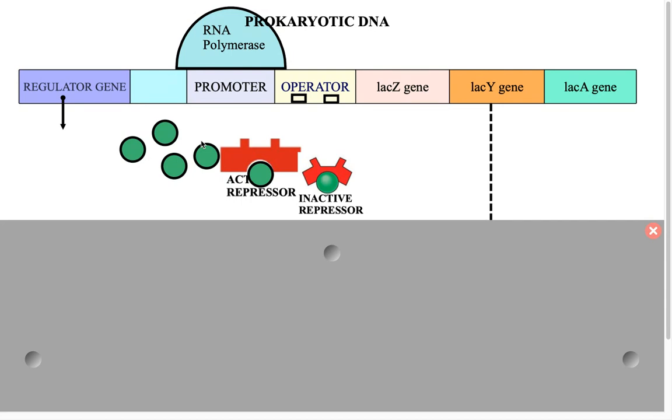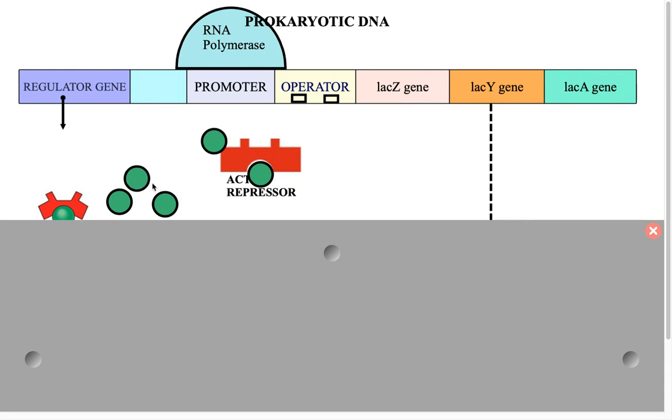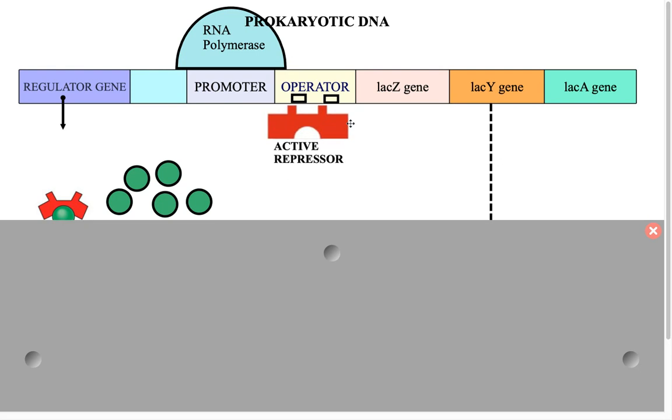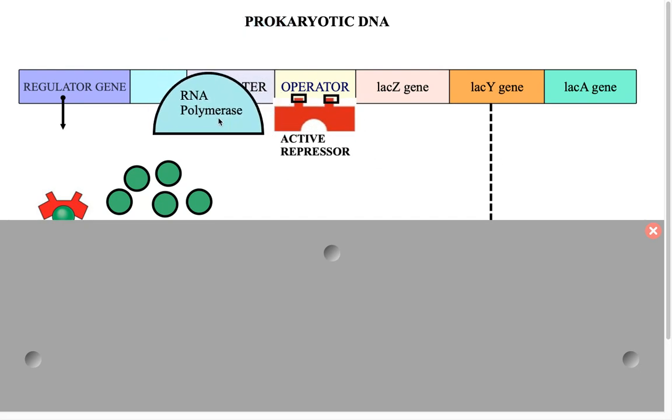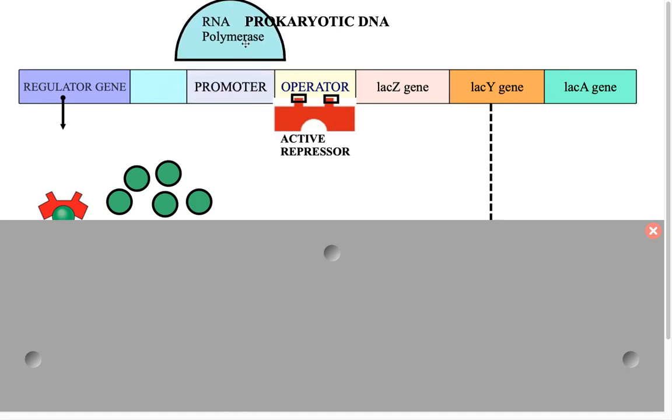And again, transcription is only going to happen if lactose is present in the environment. If there is no lactose in the environment, let me just move these over here. This active repressor fits, and RNA polymerase is now blocked from moving its way down the line. Therefore, it can't make its mRNA message.